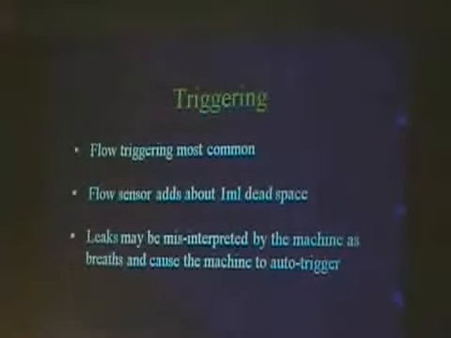And also remember that if you have large leaks, the machine may misinterpret and may think it's a breath if it's getting a leak through the endotracheal tube, and cause the machine to auto-trigger. So all of a sudden you're getting 100 breaths per minute on the ventilator, and you're saying, well, what on earth is going on? Think about a leak, and whether or not you need to adjust for that or change the size of the endotracheal tube.